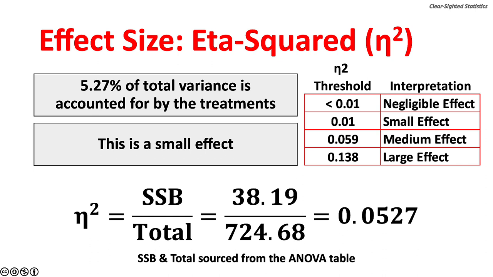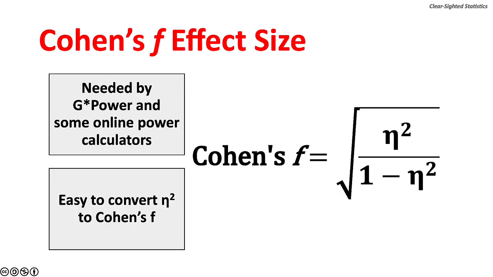38.19 over 724.68 equals 0.0527. This is a small effect. We also need to calculate Cohen's F effect size. Cohen's F is the effect size measure used by G-Power and Statistics Kingdom statistical power calculators.